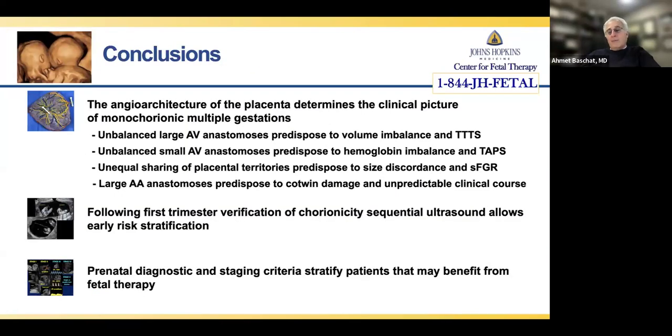So in conclusion, the vascular architecture of the placenta predisposes monochorionic twins to very specific clinical pictures. Because of that, the monitoring and the risk stratification need to be prospectively planned out from the first trimester. And the prenatal diagnostic and staging criteria are now good enough to actually identify patients that may benefit from fetal therapy. And many of those can return to deliver at home and actually have a normal outcome.